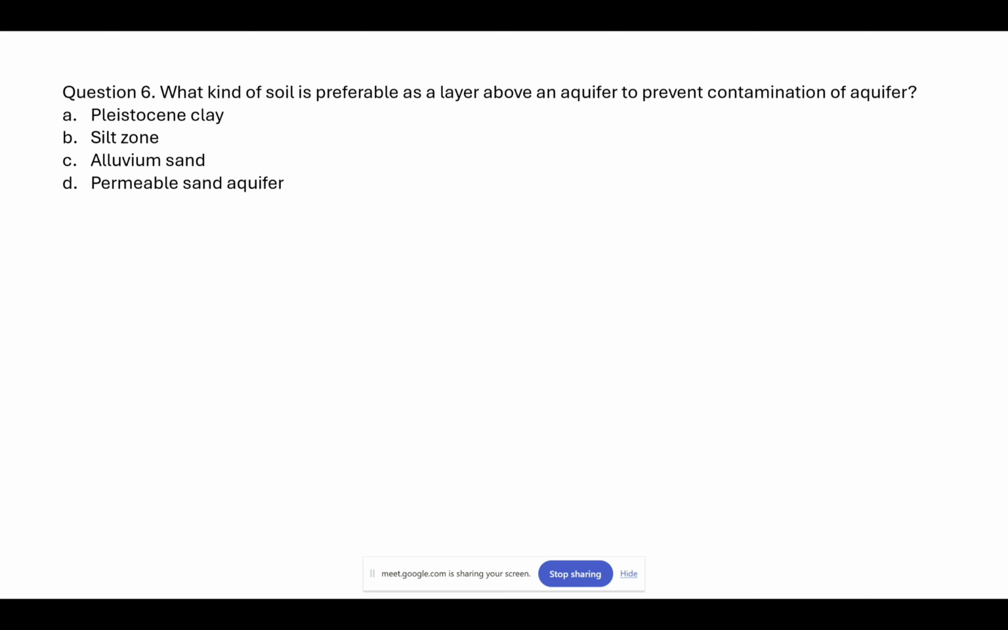So question number 6 is: what kind of soil is preferable as a layer above an aquifer to prevent contamination of the aquifer? A, Pleistocene clay; B, silt zone; C, alluvium sand; or D, permeable sand aquifer. So again, I will give you all 4 minutes. Just take your time and write the option in the chat box.